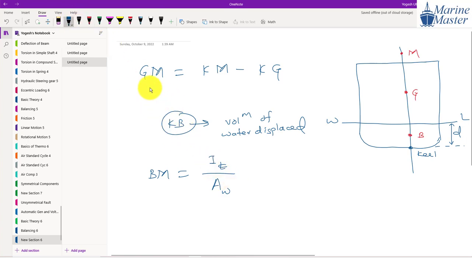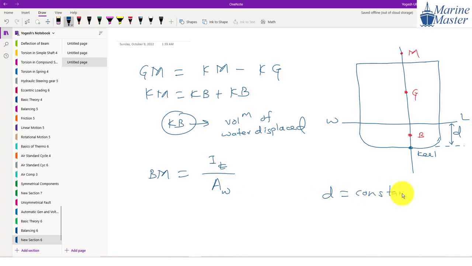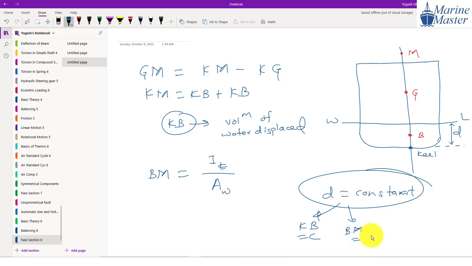And what is the relation of KM? KM is equal to KB plus BM. So if draft is constant, then our KB and BM remain constant. And if KB and BM remain constant, then at the end KM will remain constant. But G.